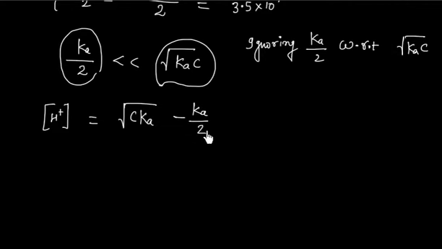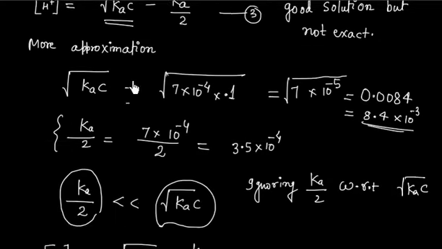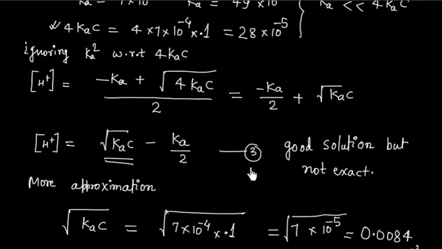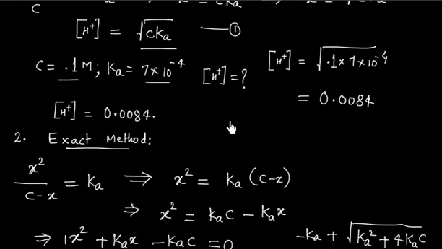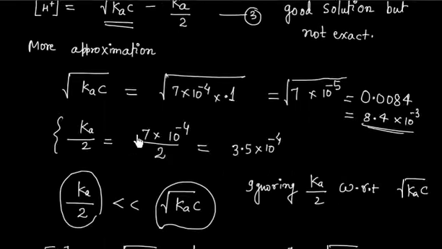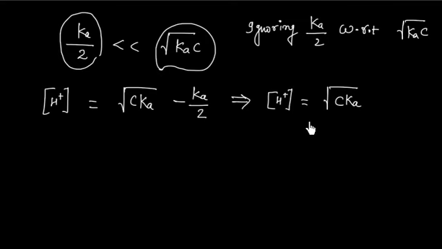This value here, minus Ka by 2. Now we can ignore this Ka by 2. If I ignore this value, I will have H plus is nothing but under root C Ka, and it's a surprising result because this is the same as the first solution. So what is the first solution? We have done this approximate method and we found this solution. You see we got the same solution here, that is under root C Ka. So what we are doing, basically, is making more and more approximation in the exact solution to get the approximate solution. Are you getting or not?